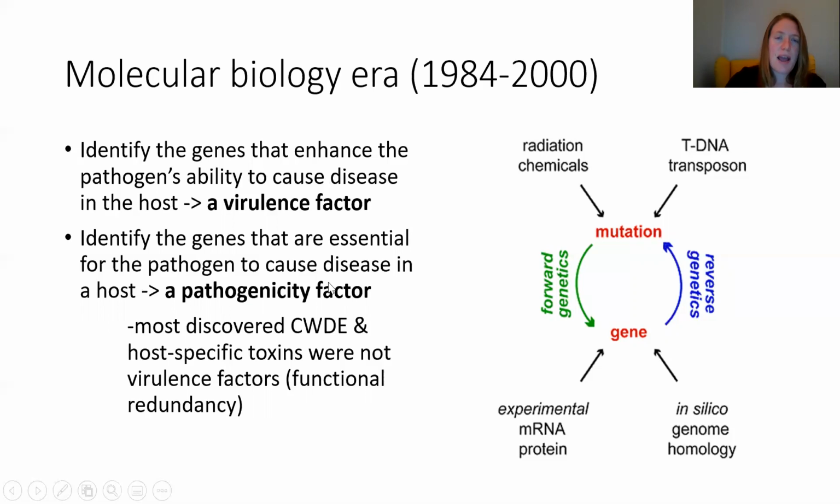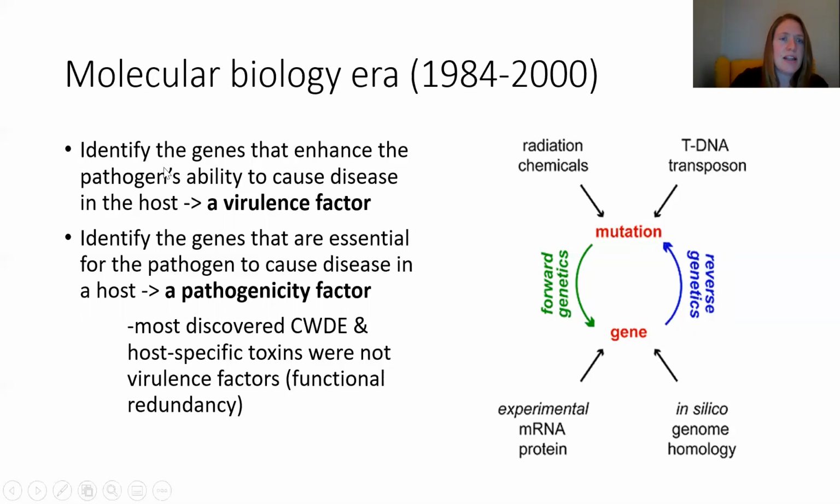We also saw pathogenicity factors start to arise. And so these are genes that you need to have in order, as a pathogen, in order to infect at all. So when you don't have these genes, you cannot infect. This is sort of an all or nothing type of response, whereas this is a quantifiable difference in the amount of disease.